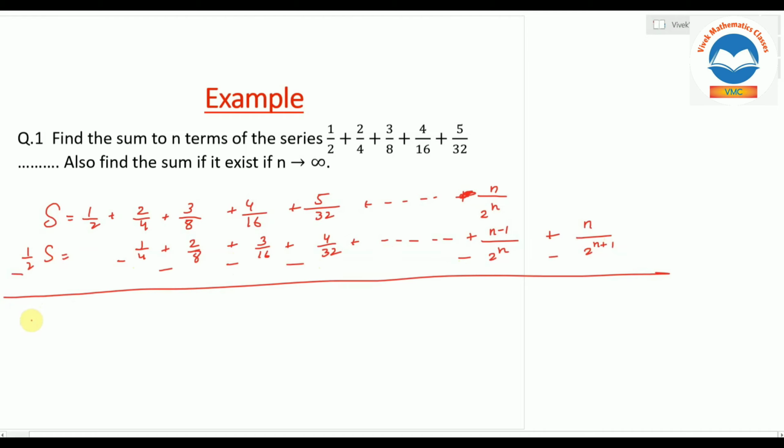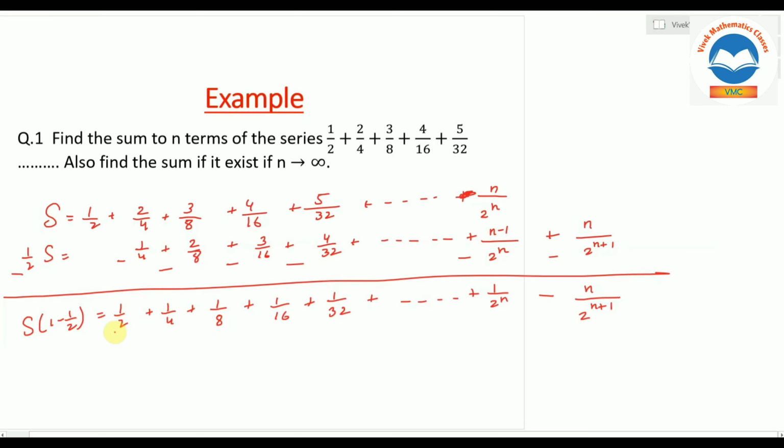So here what you will get? S into (1 - 1/2) will be equal to 1/2 plus, here what you will get? 2/4 minus 1/4 will be 1/4 plus 3/8 minus 2/8 will be 1/8 plus 1/16 plus 1/32 plus, here also we will get 1/2^n, and at last what will we get? Minus n divided by 2^(n+1).